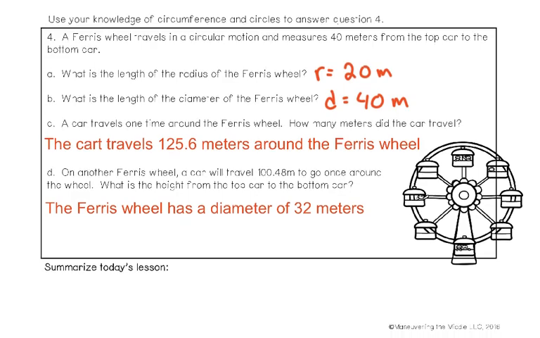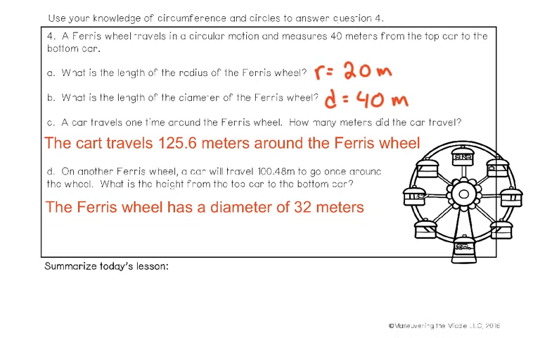But I'm just going to go ahead and quickly go over it in case you missed something or didn't understand something. So the Ferris wheel measures 40 meters from the top car to the bottom car. That's our diameter. So 40 all the way across is the diameter. And so half of that is the radius. That's how I got 20. So radius is half of the diameter. So I have answers A and B already.